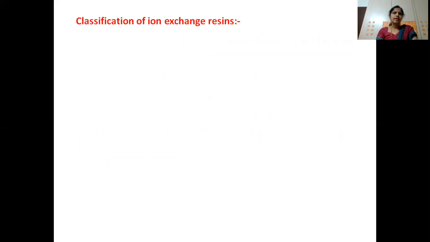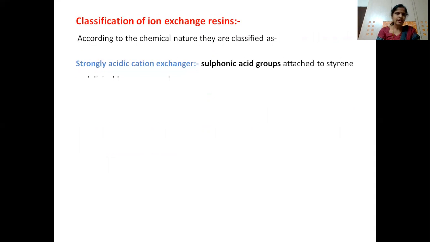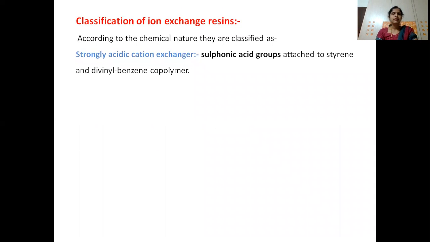Now, what is the classification of ion exchange resins? As I said, ion exchange resins are mainly of two types: anionic and cationic. Even in that, if we look at the nature of the exchanger, we have strongly acidic cationic exchangers as well as weakly acidic.